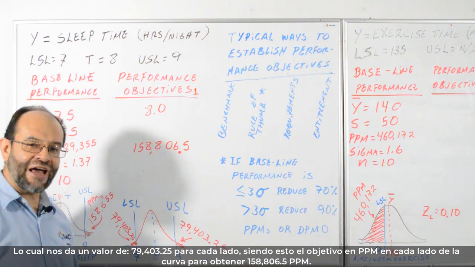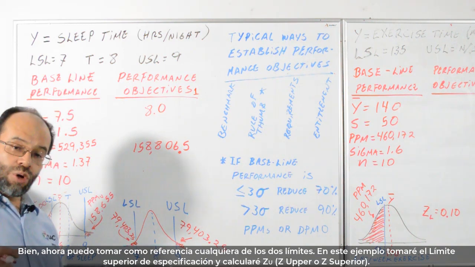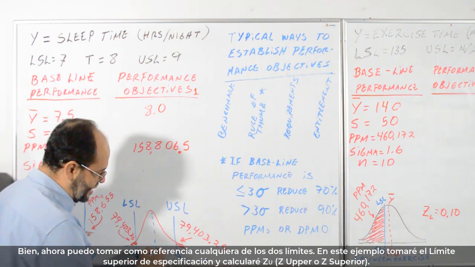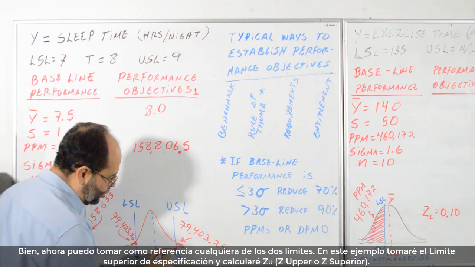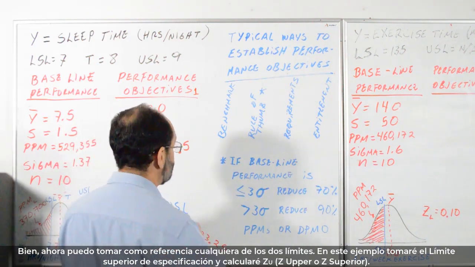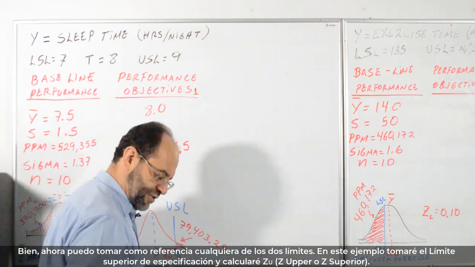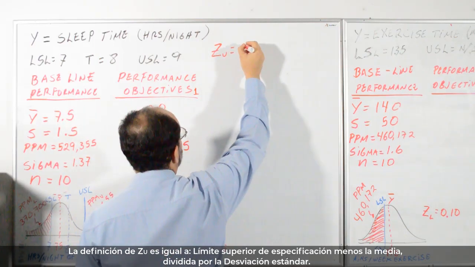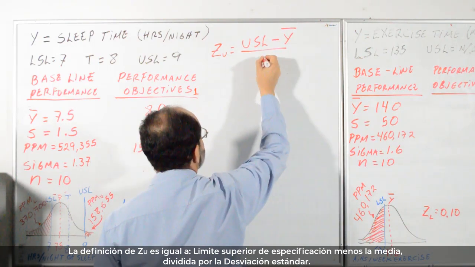I would like to have 79,000 PPMs on each side in order to get 158,000. So now I can take either of both limits as a reference. In this example, I'm going to take the upper specification limit, and I would like to calculate the Z upper. Let me make some space here. The definition of Z upper is equal to the upper specification limit minus the mean, divided by the standard deviation.